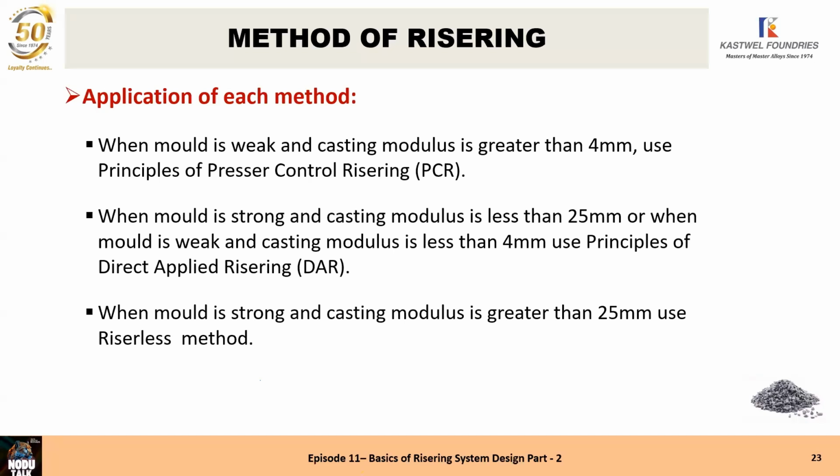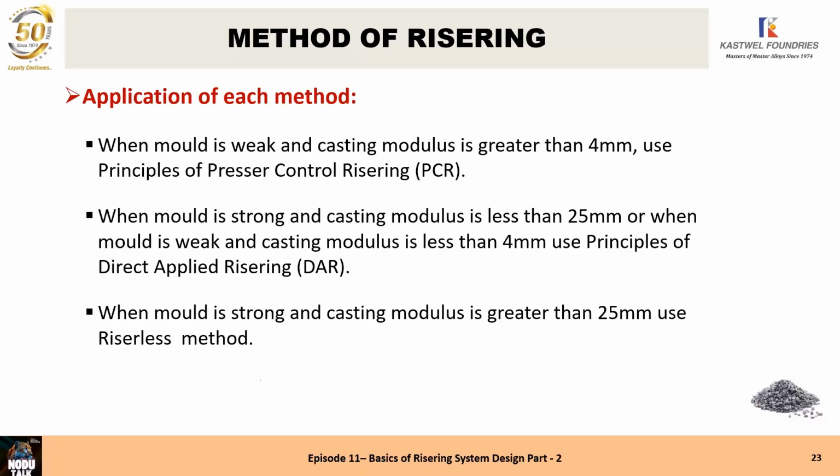When the mold is strong and the casting modulus is less than 25 millimeters, or when the mold is weak and the casting modulus is less than 4 millimeters, we use the principles of direct applied risering. So strong mold with less than 25 millimeter modulus, significant modulus, or weak mold with casting modulus less than 4 millimeters, use direct applied risering. When the mold is strong and the casting modulus is greater than 25 millimeters, we use riserless methods.